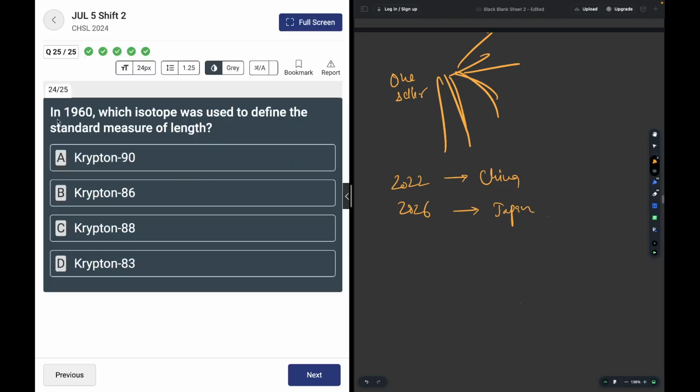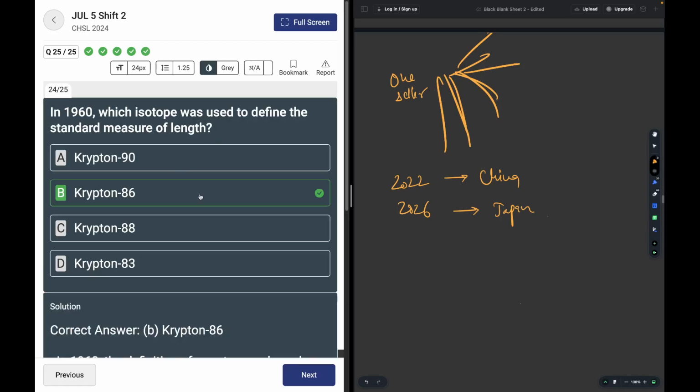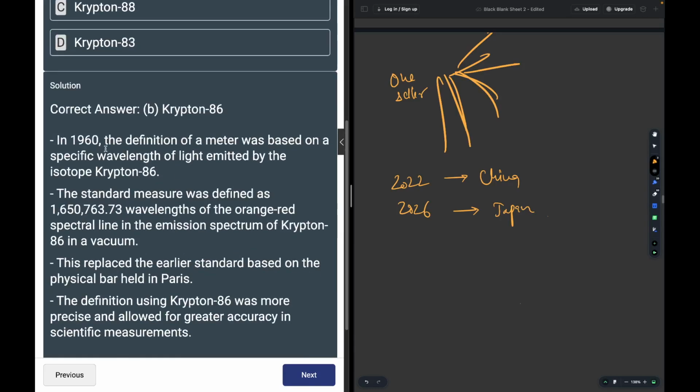Moving on. In 1960, which isotope was used to define the standard measure of length? Factual question, scientific question. The answer is Krypton 86. The definition of a meter was based on the specific wavelength of light emitted by the isotope Krypton 86.